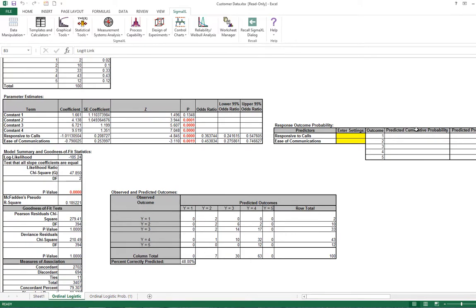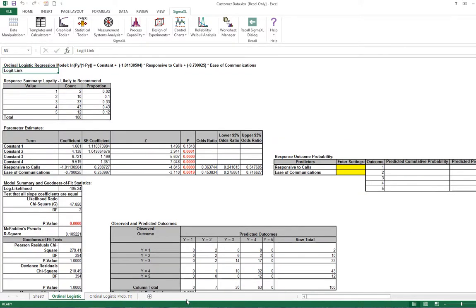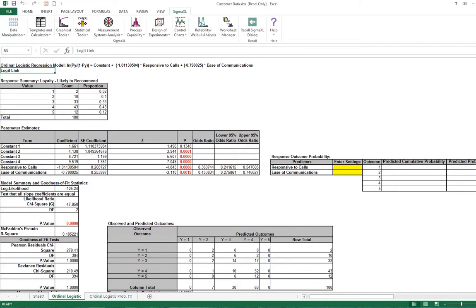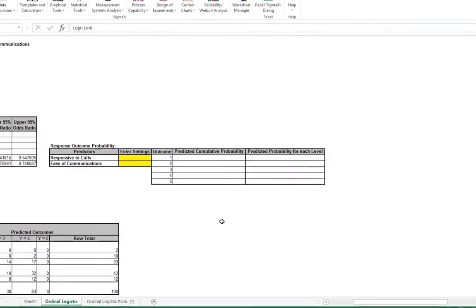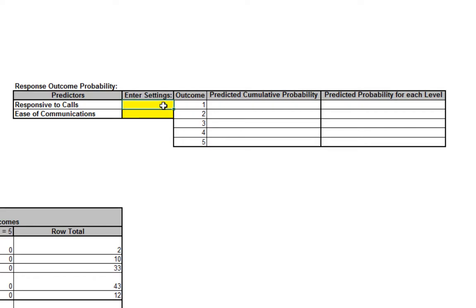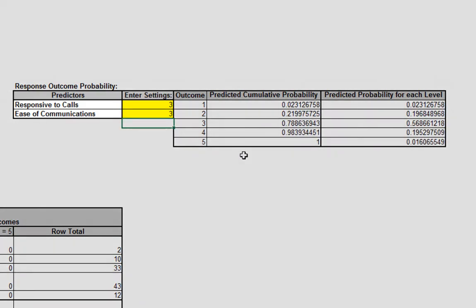Scroll across to the response outcome probability calculator. This calculator provides predicted outcome probabilities for given values of x, in this case, the probability of a satisfied customer. Referring to the predicted probability for each level, if responsive to calls and ease of communications are both equal to 3, we would expect to see typical loyalty scores of 3, 57% of the time, with some 2s and 4s, 20% of the time.